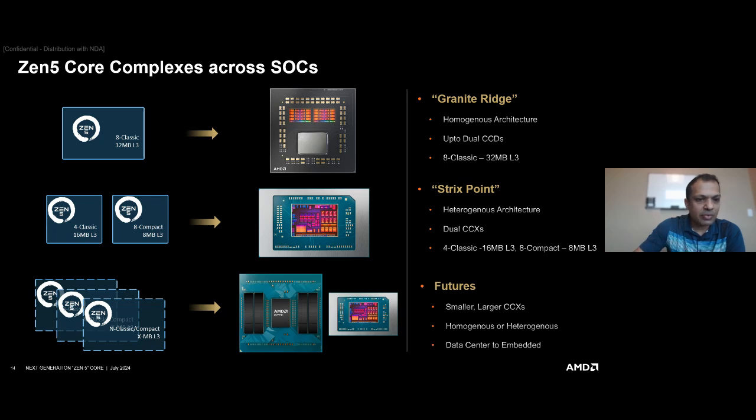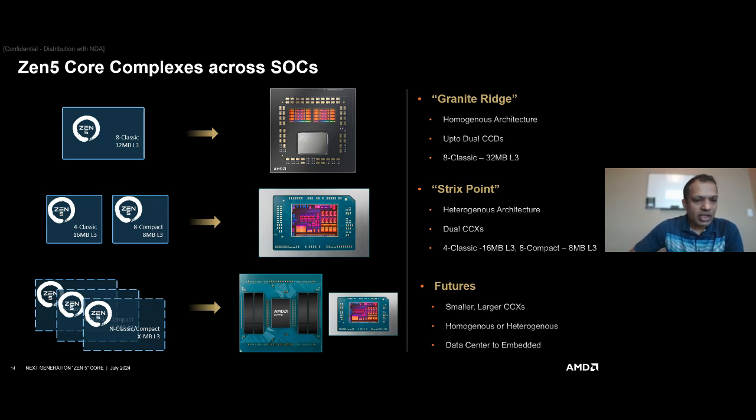The first is what we spoke about. The Granite Ridge SoC features 8 classic cores with a 32 MB L3. Up to 2 CCDs are featured in that SoC, so for a total of 16 cores, 32 threads, and 64 MB of L3. And that's a homogeneous architecture, really aimed at delivering that performance, that responsiveness across every core, across every thread, keeping scheduling and all things simple.